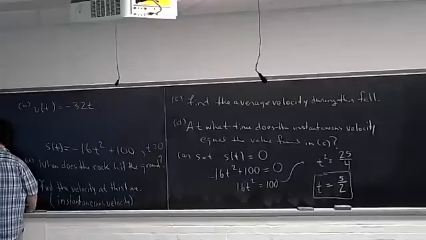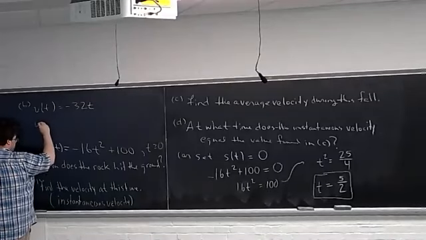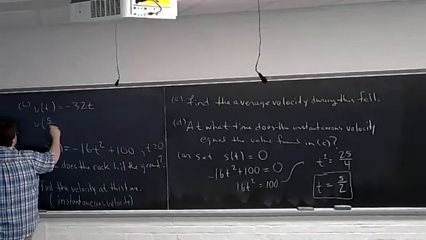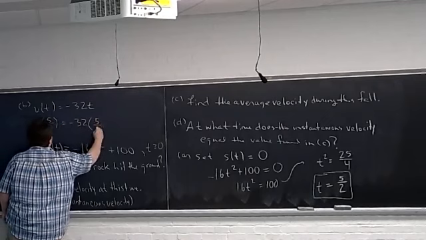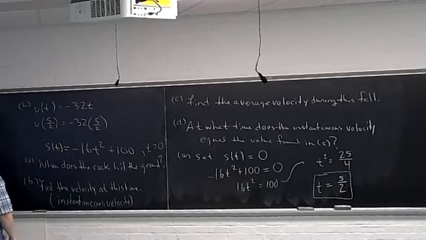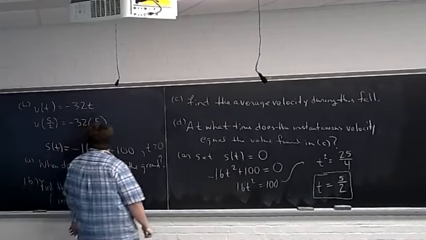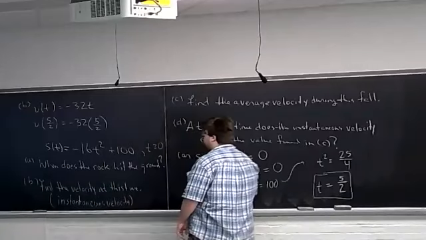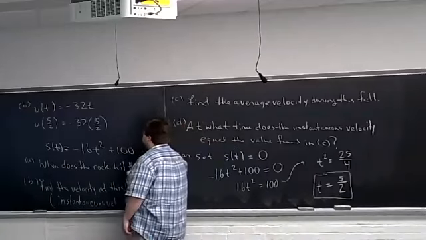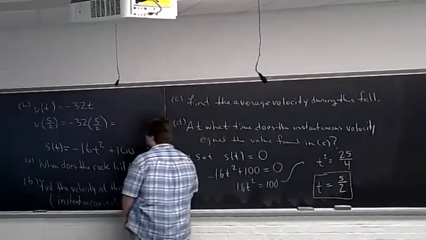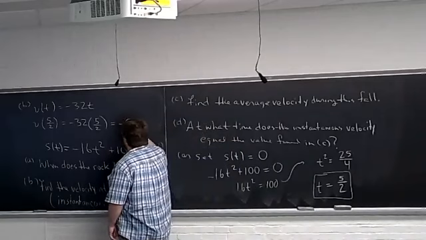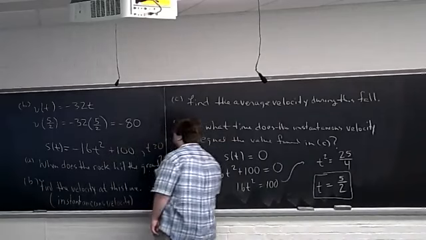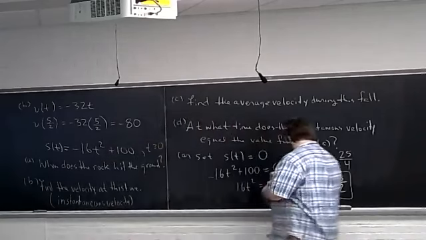So what we need to do here is evaluate it at 5/2. Negative 32 times 5/2. Well, you could do 32 times 5 and then divide by 2. I will do 32 divided by 2 is 16. 16 times 5 is 160 divided by 2, which is 80. And there's a negative. Maybe I should throw units on these.